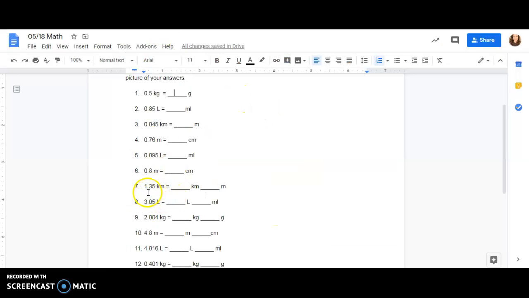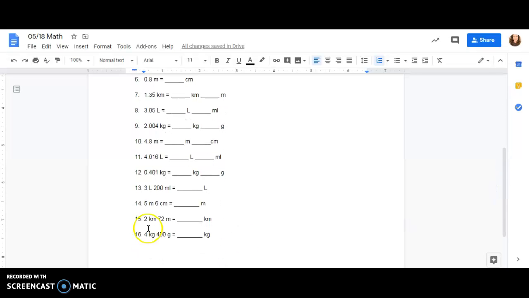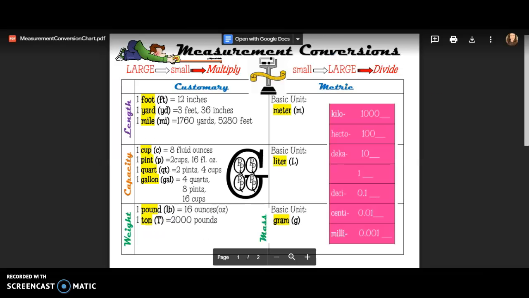Then here we have 1 and 35 hundredths kilometers. You want to break that down: how many kilometers and how many meters? The only other different thing is you're going to get something like 3 liters and 200 milliliters equals how many liters? So you have to figure out, how do I solve that? Do I multiply? Do I divide? Again, use your chart, which is of course very helpful.